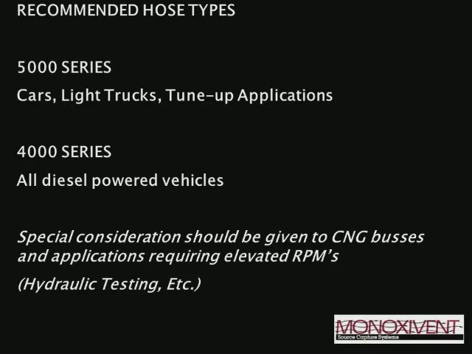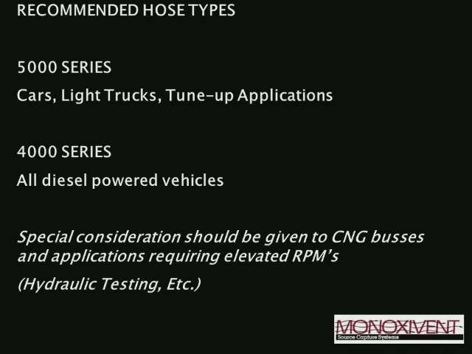All right, so recommended hose types. Now, bottom line for this, I talk about our 5000 series or our 4000 series hose, and that's the Minoxavent hose. But to keep it general, you want a hose that can handle about 350 degrees continuous and up to 550 degrees intermittent for cars and light trucks and tune-up applications. And then for the larger vehicles, the semi-trucks, the diesel buses, things like that, we want to use a hose that can handle 600 degrees continuous and up to 1250 degrees intermittent.